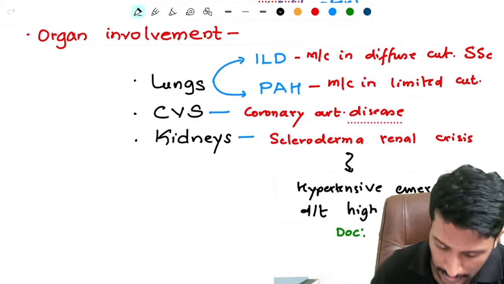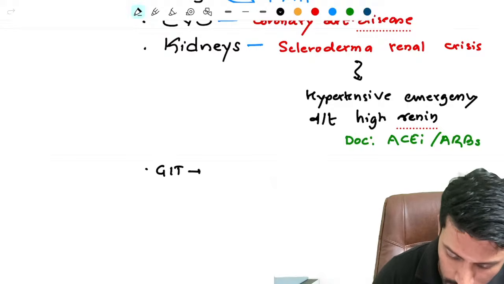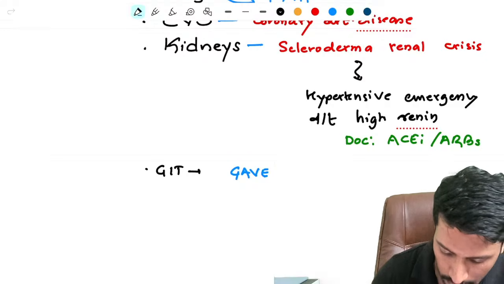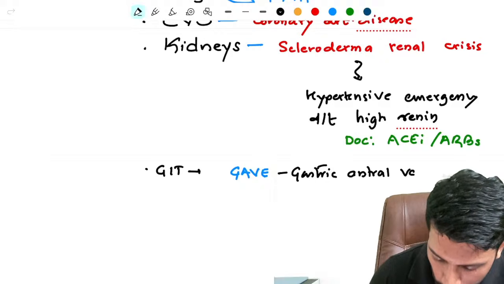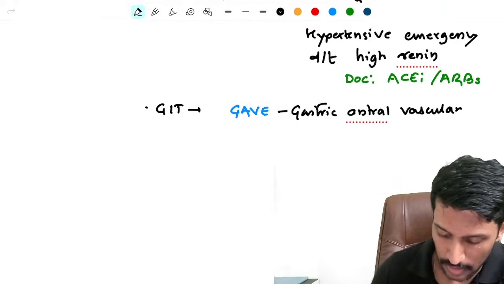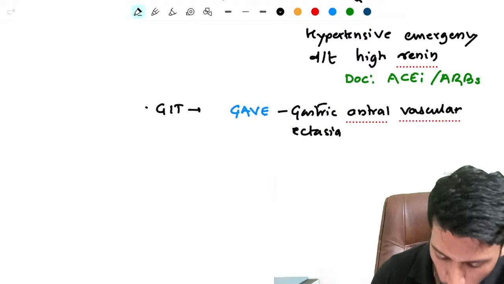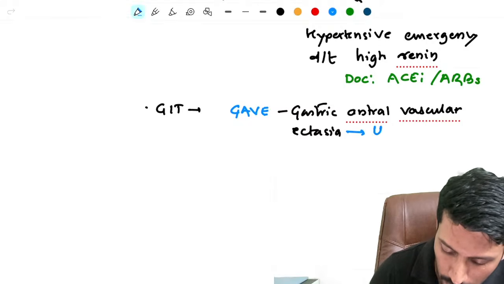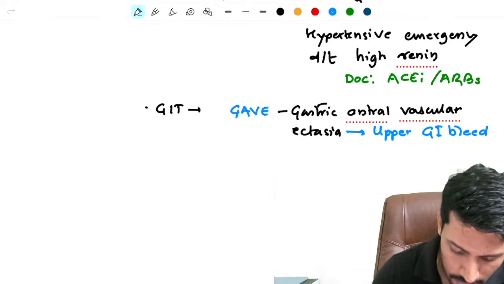Okay. What else can it lead to? It can also affect the GIT. So in the GIT, what does it cause? It causes something called GAVE. What does GAVE stand for? Gastric antral vascular ectasia. So you get small abnormalities of small blood vessels in the stomach. Ectasias, small vascular deformities or malformations, and these result in upper GI bleed. They can present with upper GI bleed.